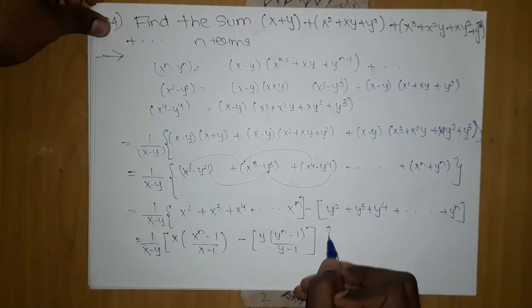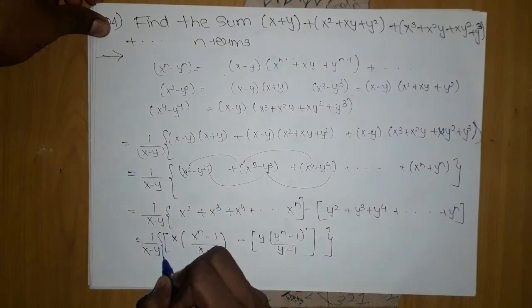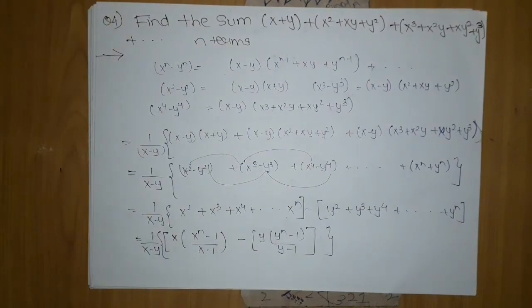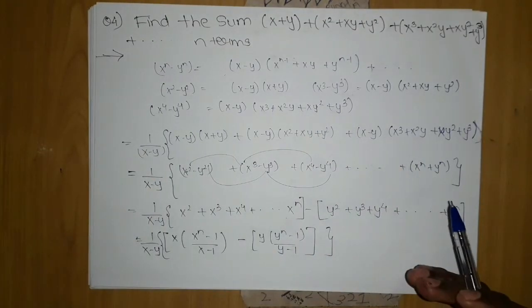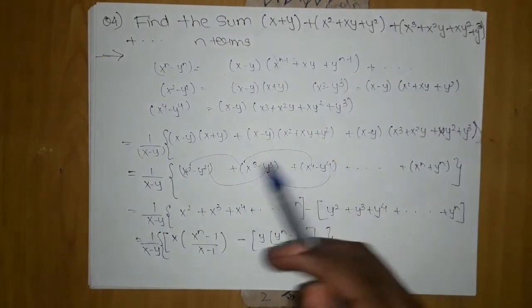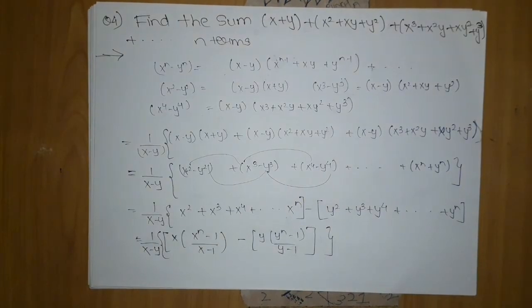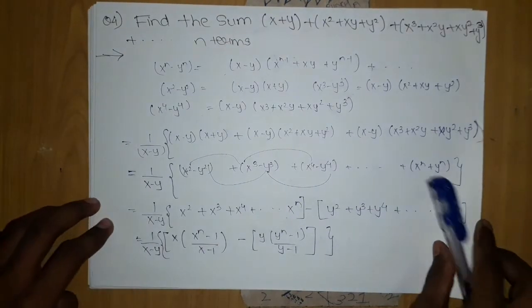Similarly, here what we will have, y into y power n minus 1 upon y minus 1. So this was our answer. All the things were very simple, but you need to know this thing. If you know this thing, your job is done. The thing which you can learn is this format. It appears many times. Be careful. So let's move on to the next question.